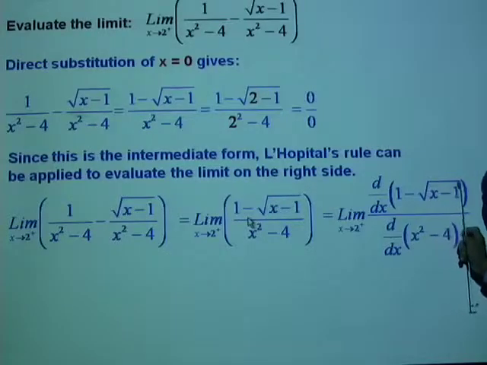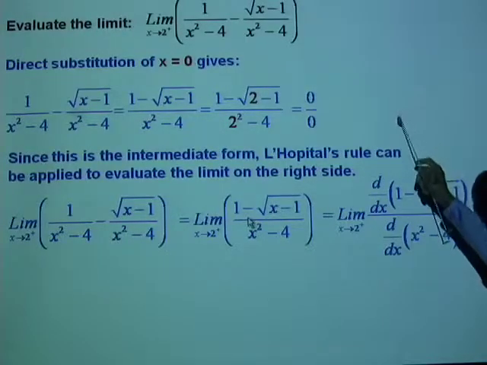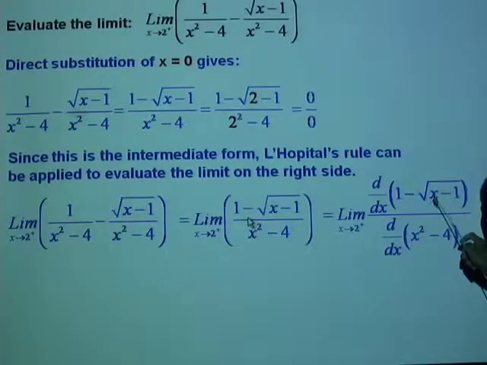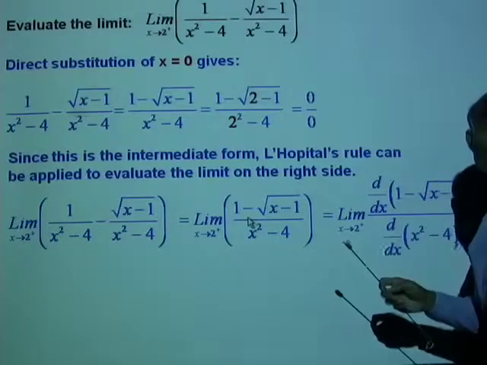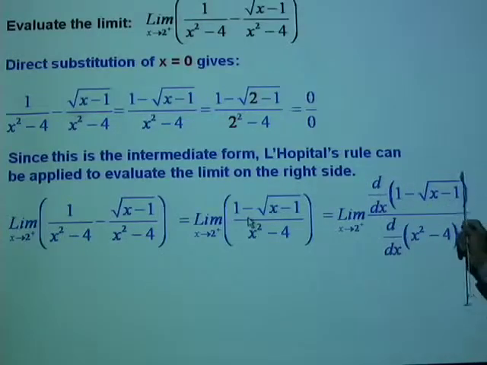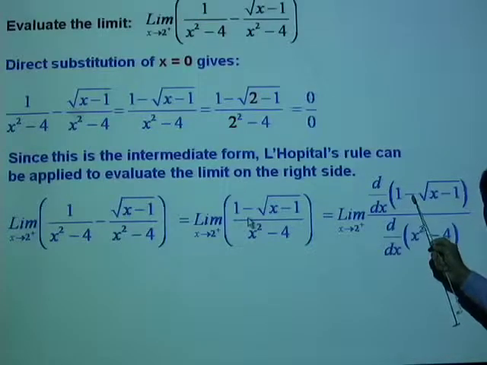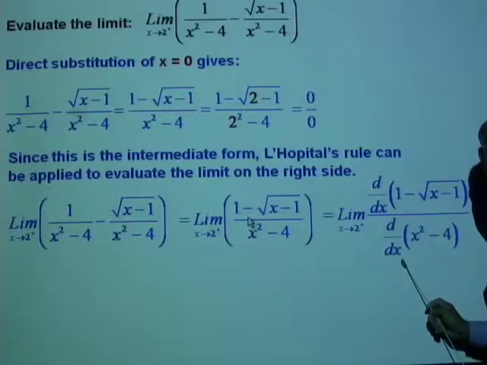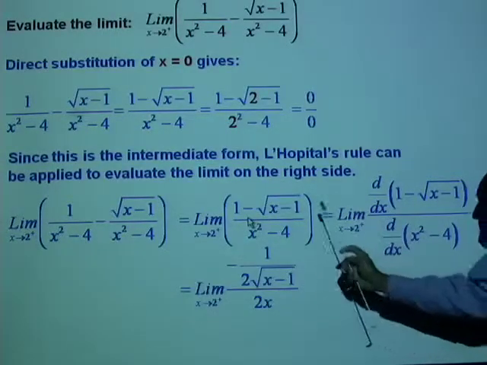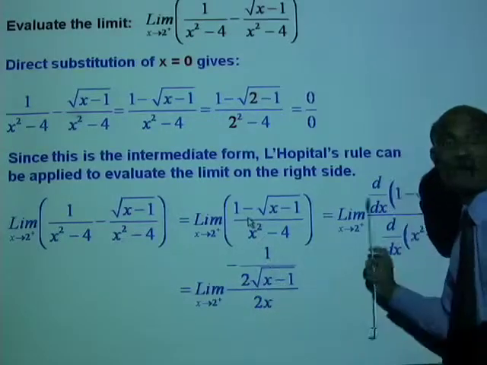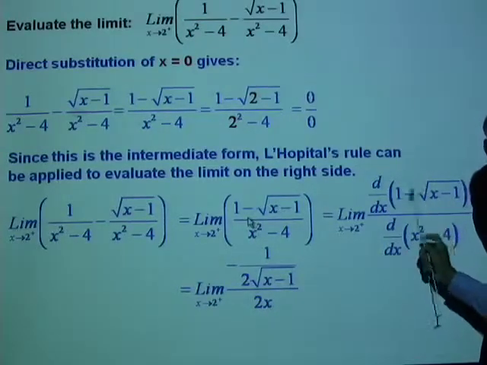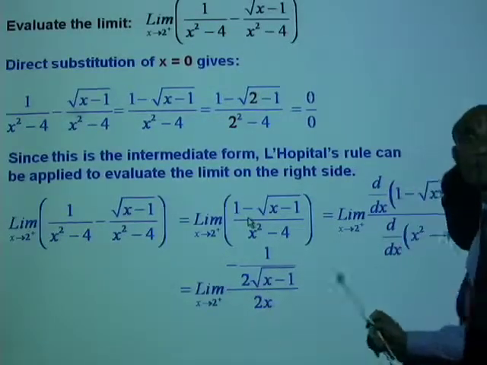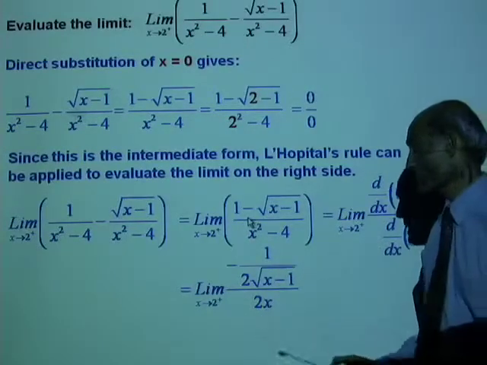So derivative of square root x minus 1 is 1 over 2 square root x minus 1 times derivative of x minus 1, which is 1. Therefore, the derivative of the numerator will be negative 1 over 2 square root x minus 1. The derivative of the denominator will be 2x. So there you go. The derivative of the numerator will be negative 1 over 2 square root x minus 1 over the derivative of x squared minus 4, which is 2x.